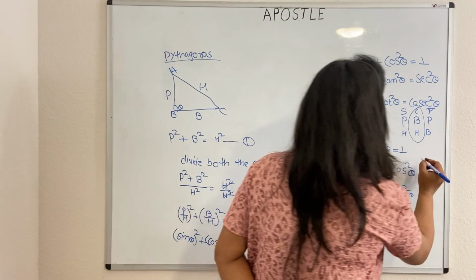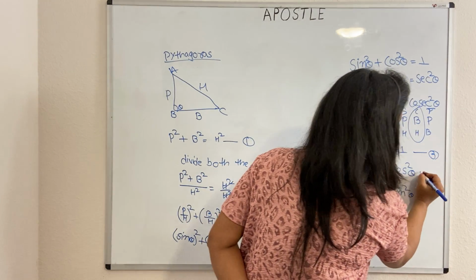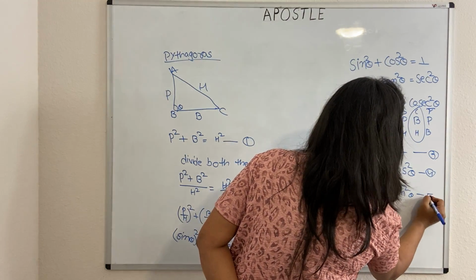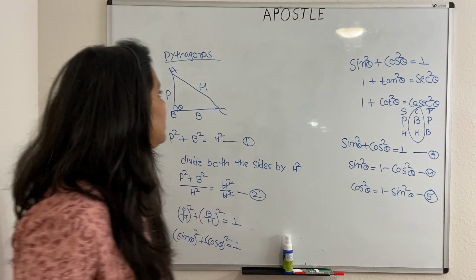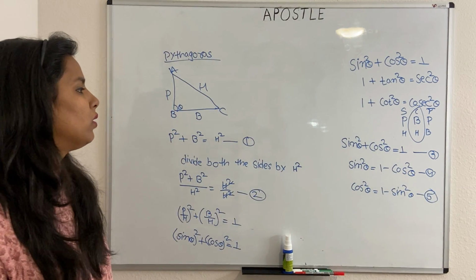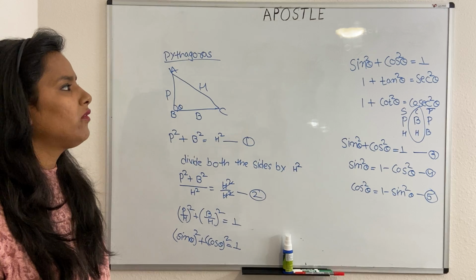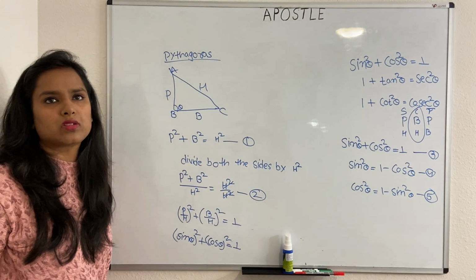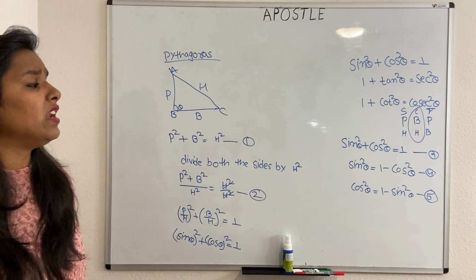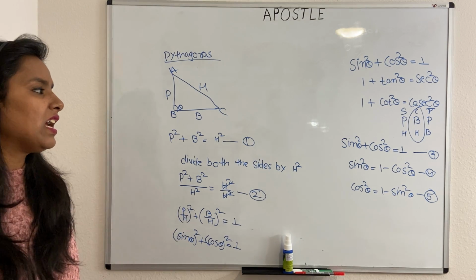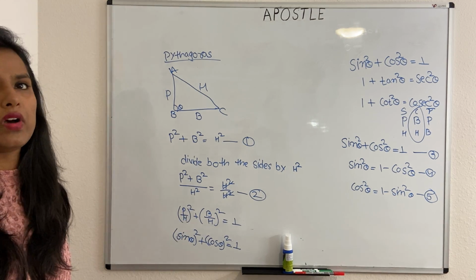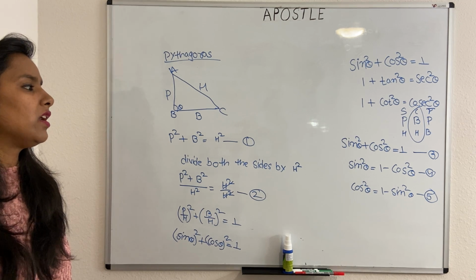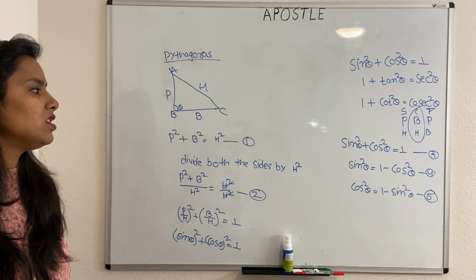So I can name these equations number 3, 4, and 5. This is really very important, students, and you have to know how to use sine square theta plus cos square theta equals 1, and we can also rearrange it as sine square theta equals 1 minus cos square theta, and cos square theta equals 1 minus sine square theta.